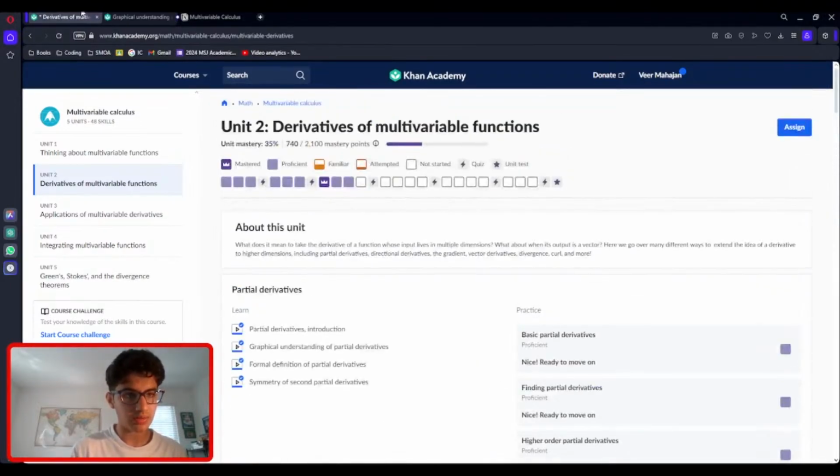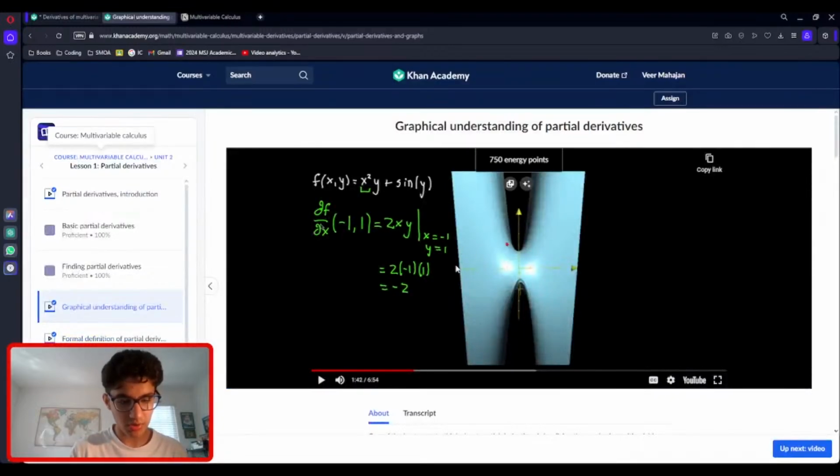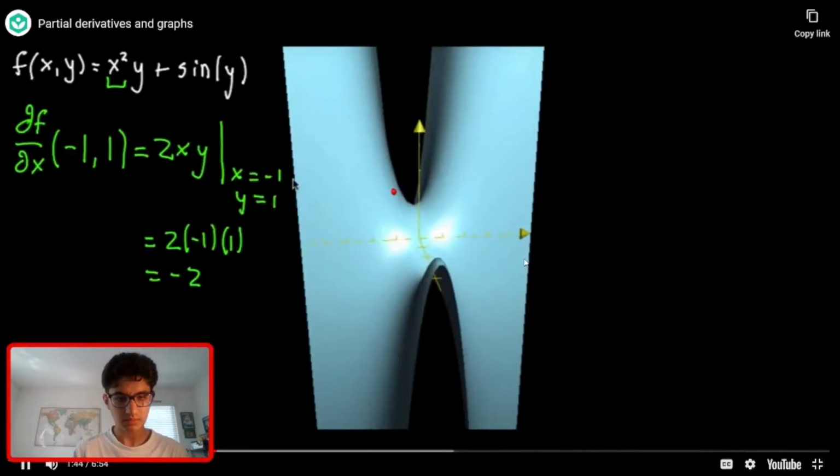I'll keep this tab here for now. Let's move on with the video. This is kind of like a nudge in the x direction, and this is the resulting nudge of f. What does that mean for the graph?